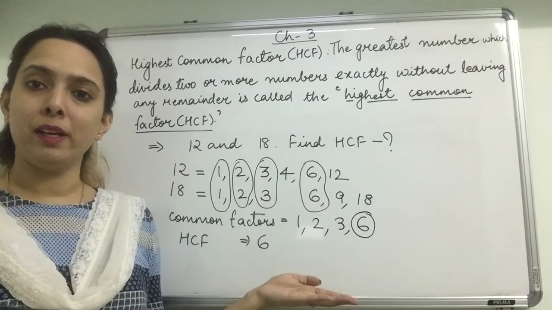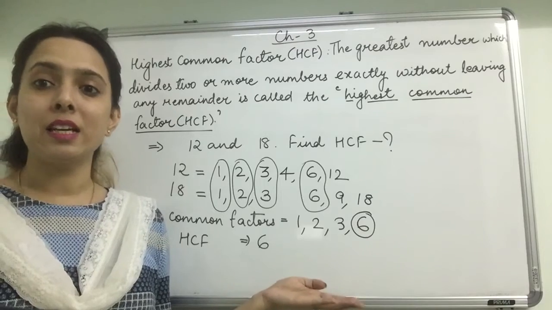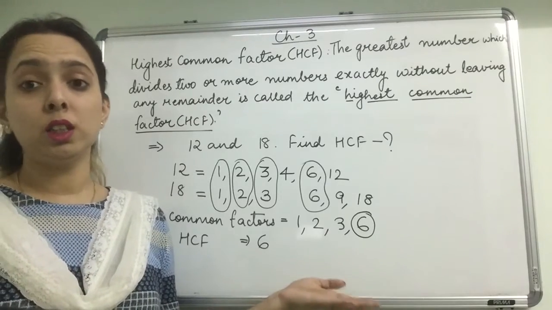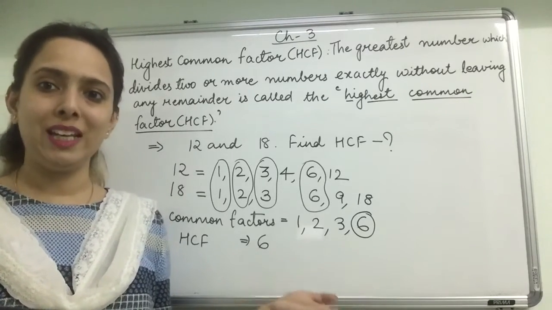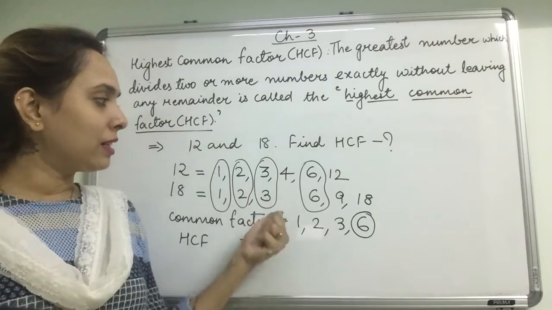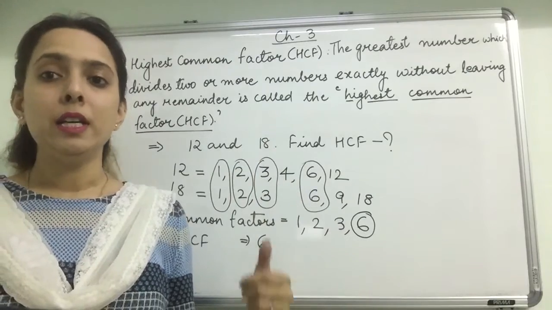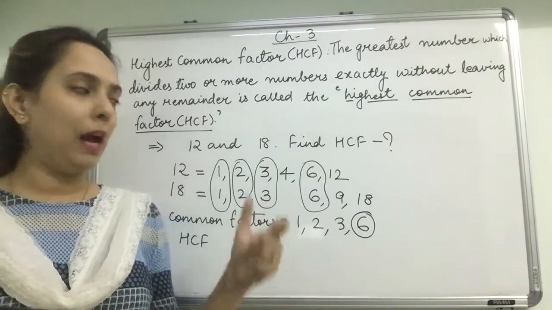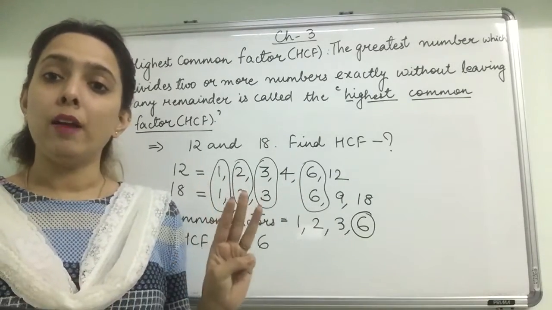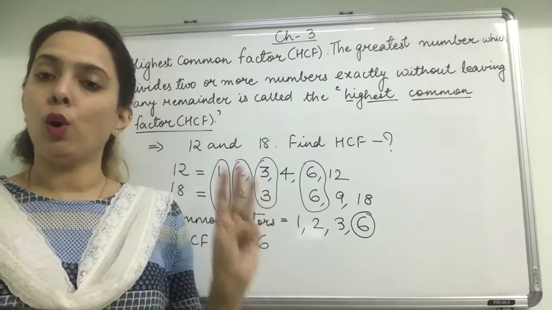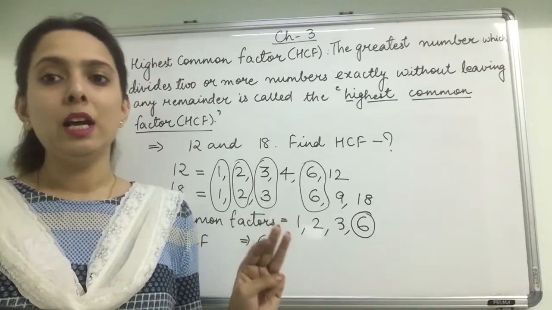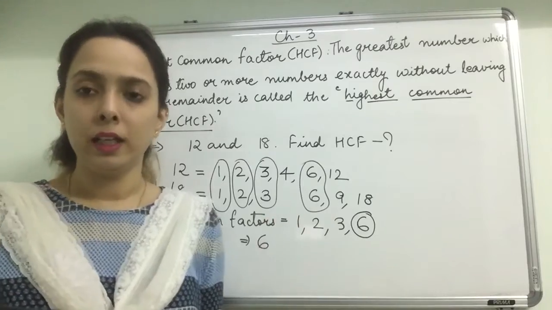So this was all about HCF, the first method, which is listing the factors. So this is the first method and it is very easy. Now let us start with the next type. In that type I will take 3 numbers and I will list out the factors for all the 3 numbers to find out the HCF. So let's start another method.